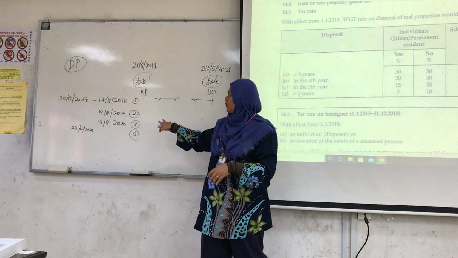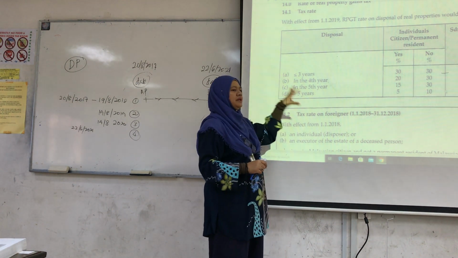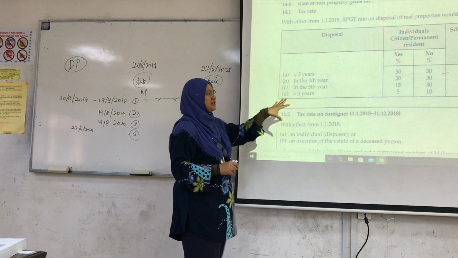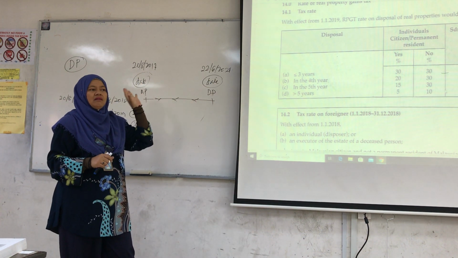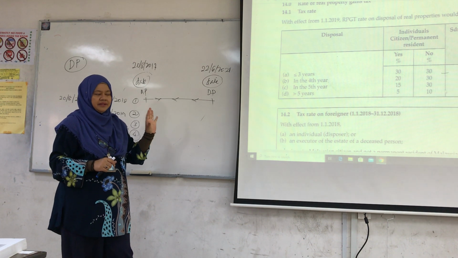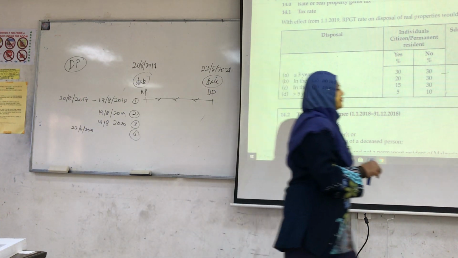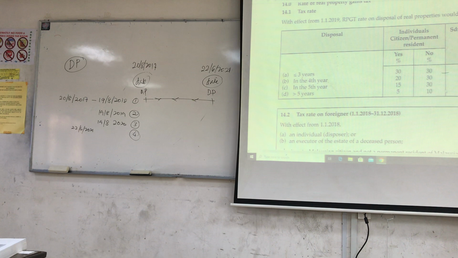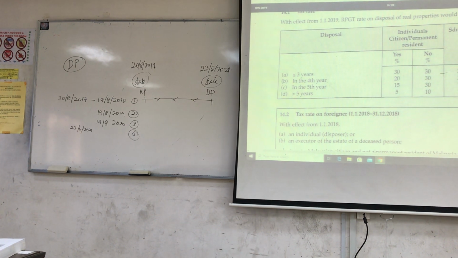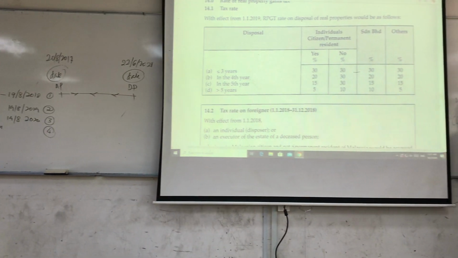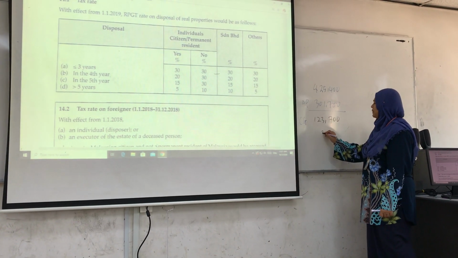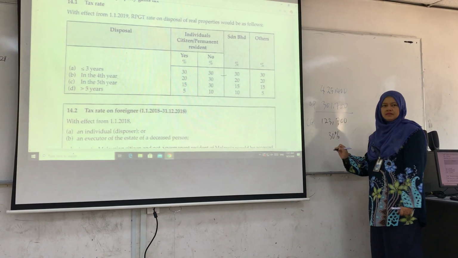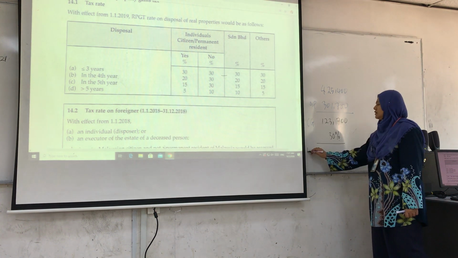So that's how you determine the tax rate, and this date depends on whether there's a written agreement or no written agreement. That covers the computation. Now, for the chargeable gain, you multiply by 30%, and you get your RPGT payable.